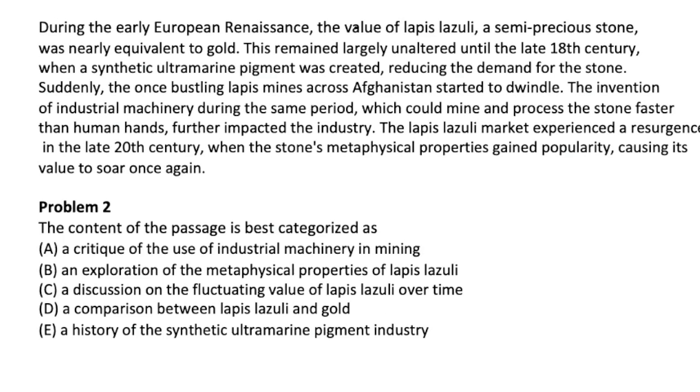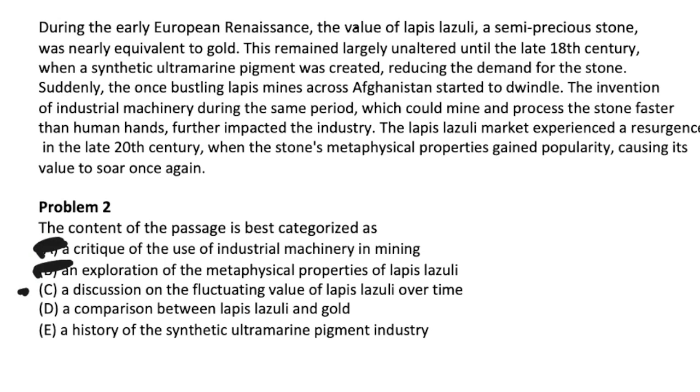All right, so for our second problem here with the same passage, the content of the passage is best described as. So again, let's predict so we know what we're looking for. What is the content? What is this about? Well, it's about this semi-precious stone and how its value changes over time, right? So A: a critique of the use of industrial machinery in mining. No, we mentioned that, but that's not a critique of that. B: an exploration of the metaphysical properties of lapis lazuli. Again, it's mentioned, but that does not make it the main idea. C: a discussion on the fluctuating value of lapis lazuli over time. That sounds pretty good.